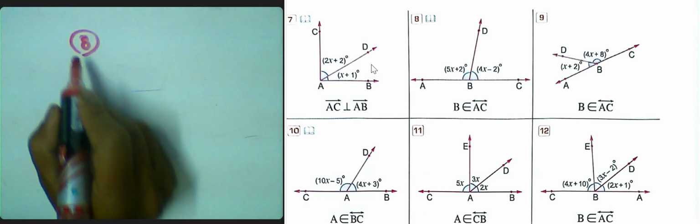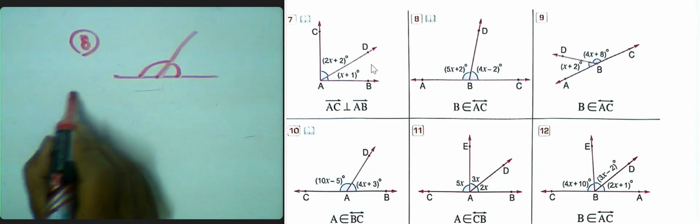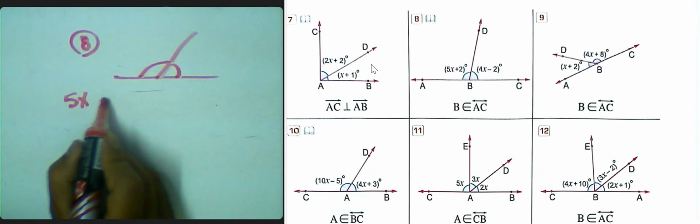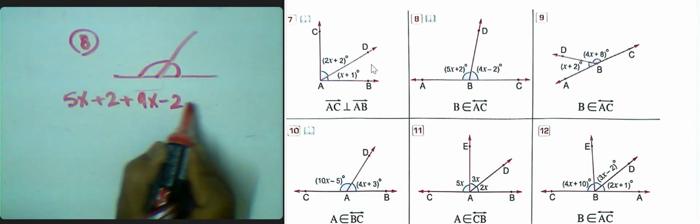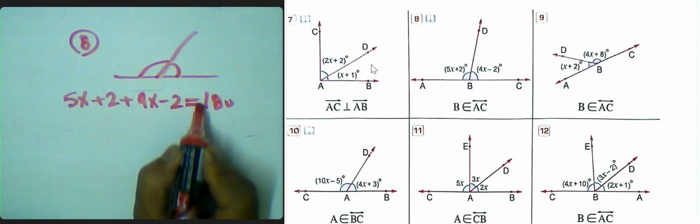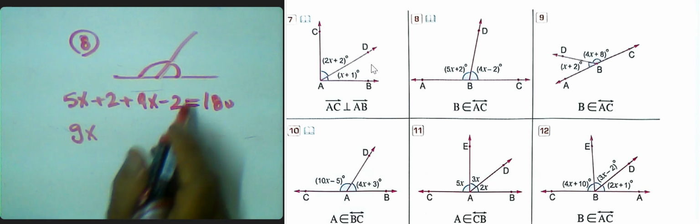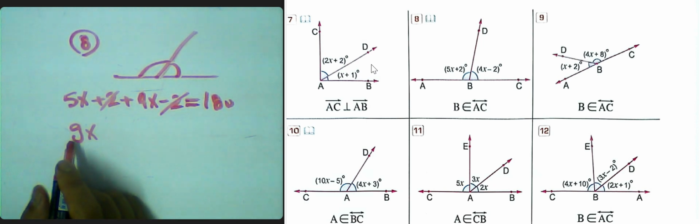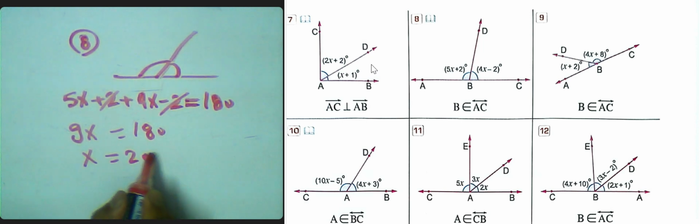Question 8. We have supplementary angles and the sum of them will be 180. 5x plus 2 plus 4x minus 2 will be 180. 5x plus 4x will be 9x. 2 minus 2 will be 0. 9x equals 180, divided by 9, then the result will be 20 degrees.